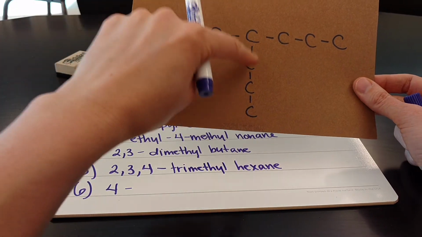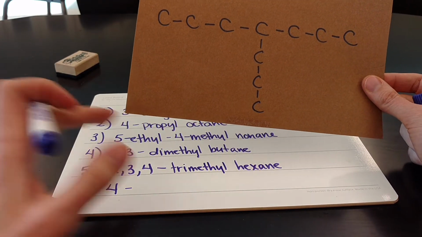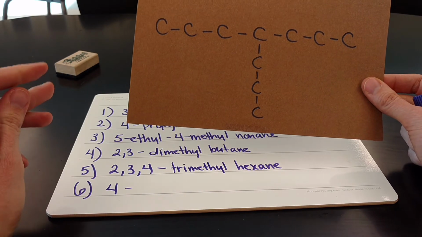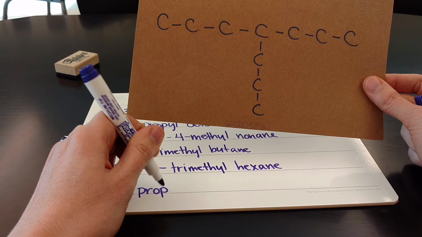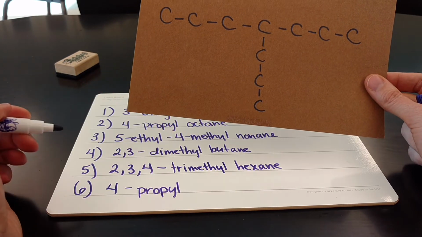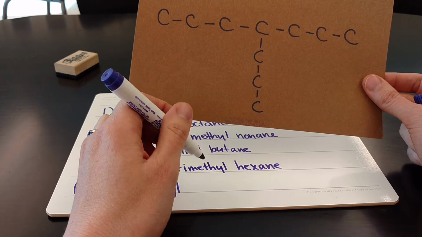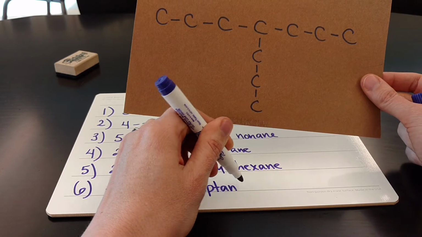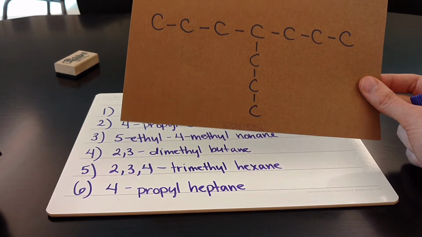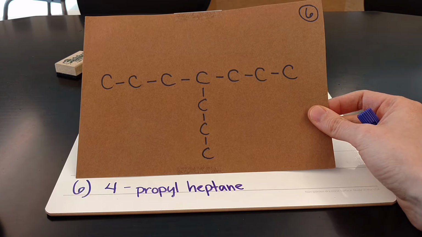And this one, we have 3 carbons in the same branch. So that is not tri. We don't do tri for that. 3 carbons in the same branch is prop. Prop meaning 3 carbons, YL meaning it's a branch. So 4-propyl, and then it's attached to a 7 carbon molecule, so we get heptane. 7 carbons is hept. So 4-propylheptane.